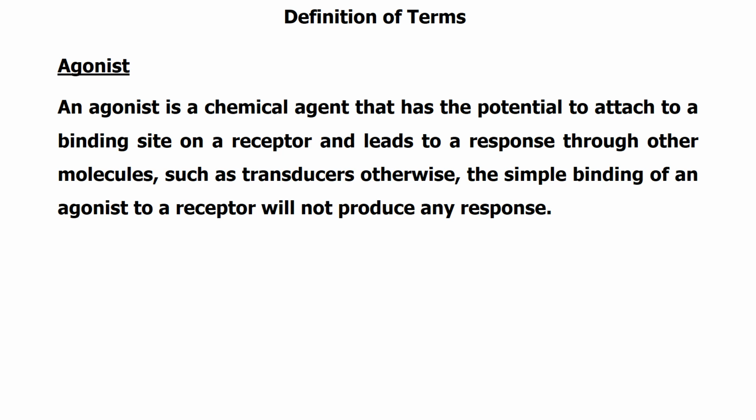First is agonist. An agonist is a chemical agent that has the potential to attach to a binding site on a receptor and leads to a response through other molecules such as transducers. Otherwise, the simple binding of an agonist to a receptor will not produce any response. Now, we shall come to the issue of transducers later in the course.